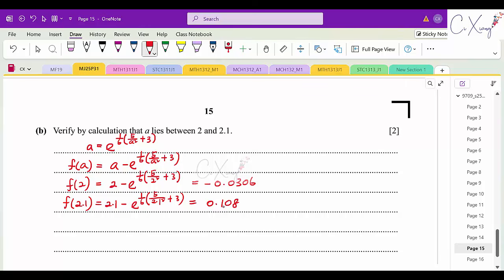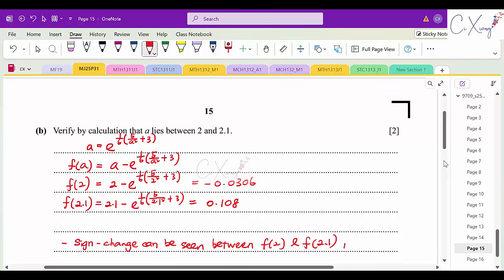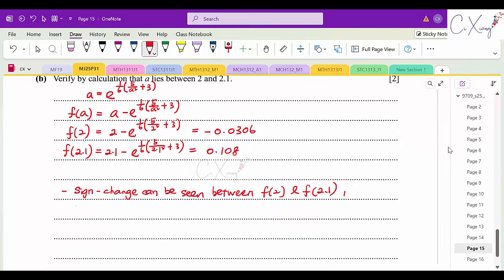Okay. Then don't forget to make some simple conclusion. So I will usually say that the sign change can be seen between f(2) and f(2.1). Okay, therefore we can say that a actually lies between these two values.